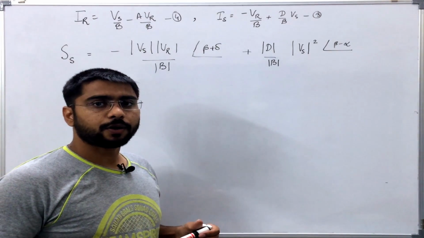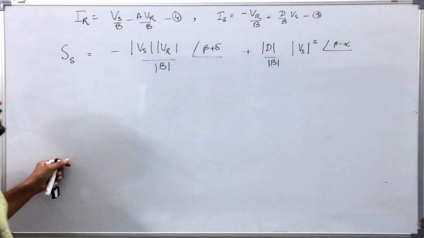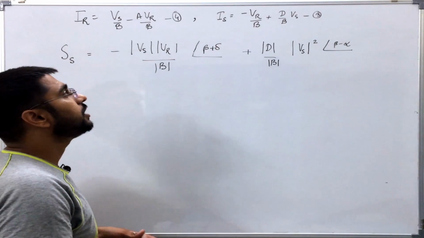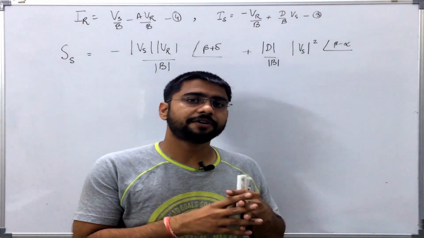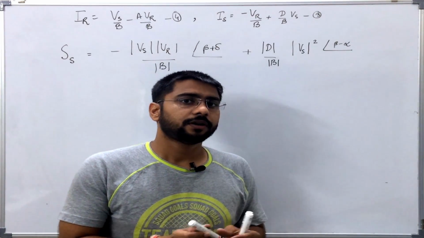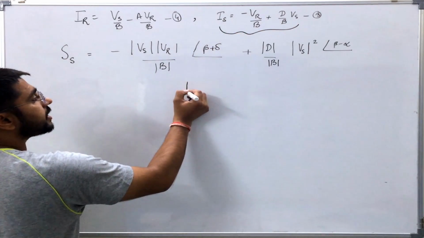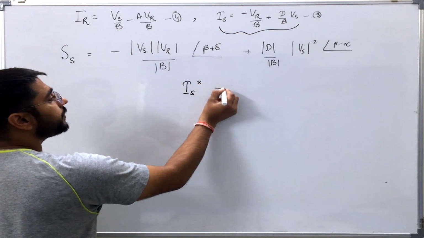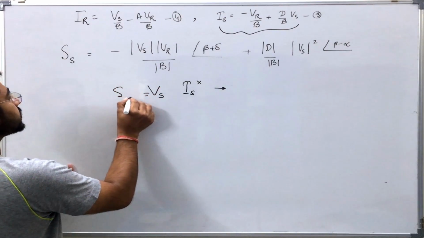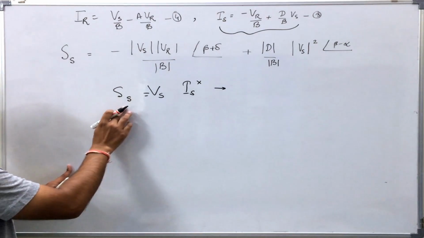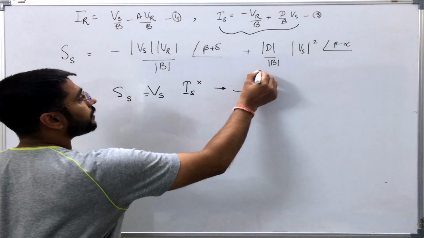Now in this slide I have written the equation of the sending end complex power. It is very easy to derive this equation and it can be derived in a similar way to the derivation of the receiving end complex power. I will simply write Is conjugate from equation 3 and simply multiply this by Vs to get Ss, that is the complex sending end power. In this way I will derive this equation.